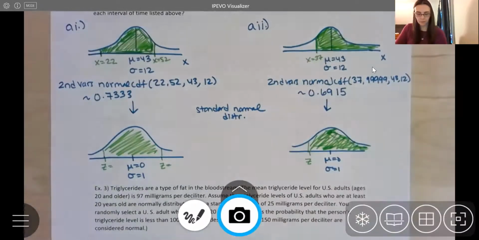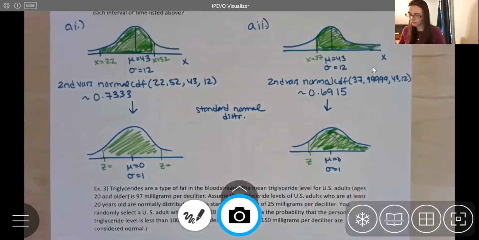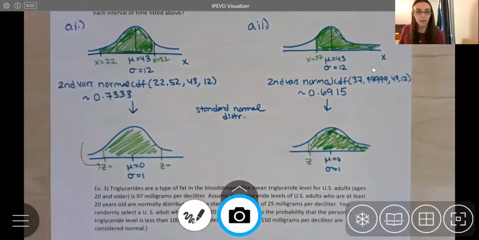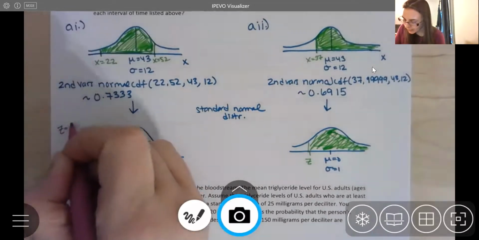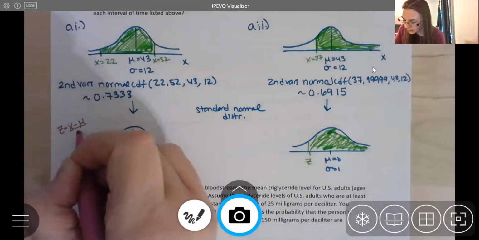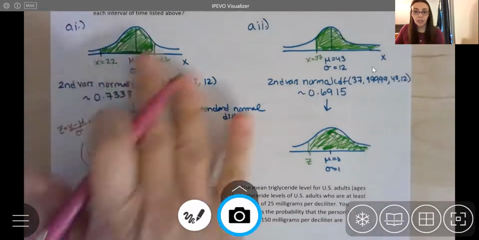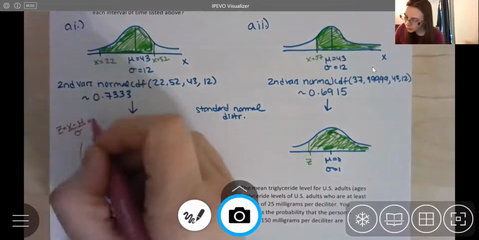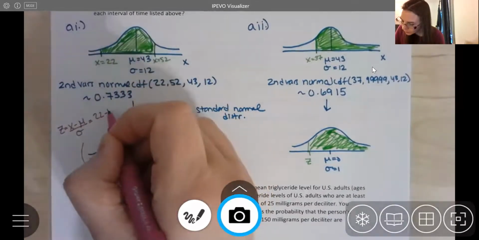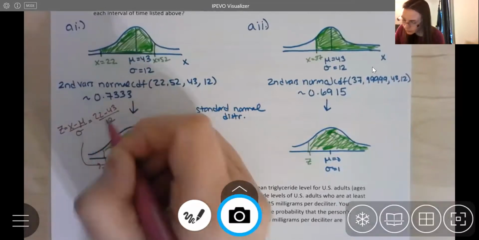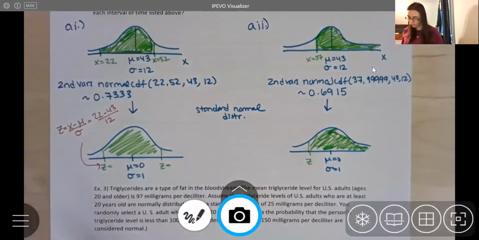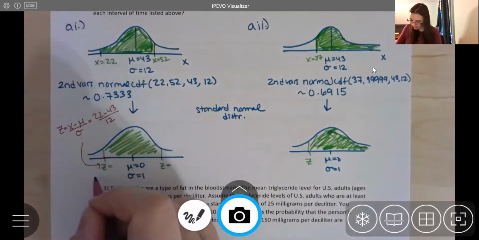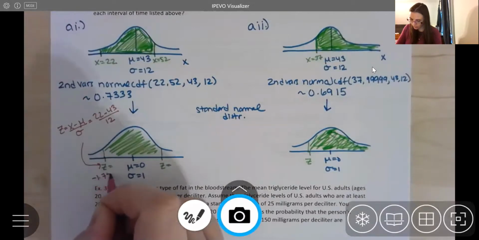Okay. All right, so let's do some different colors here. For this z-score right here, again, the formula is to take the x value and subtract the mean and divide by the standard deviation of your original numbers, okay? Not these ones, the original numbers. So our x value there was 22, the mean was 43, and the standard deviation was 12. So you're going to subtract 22 minus 43 first, divide by 12, and when you get that, you're going to get that z is negative 1.75.